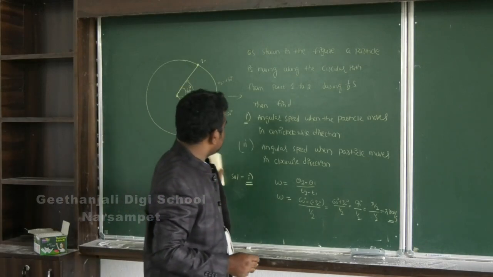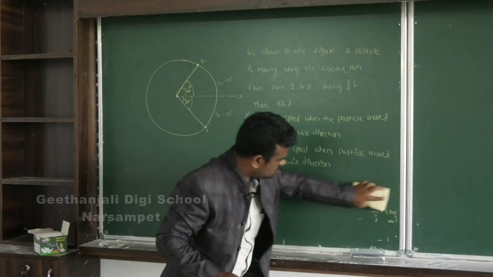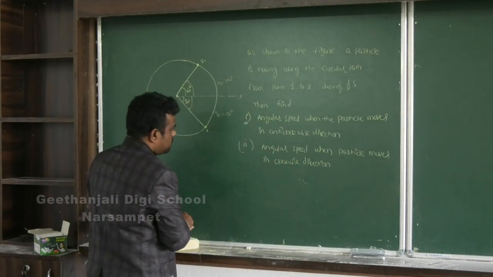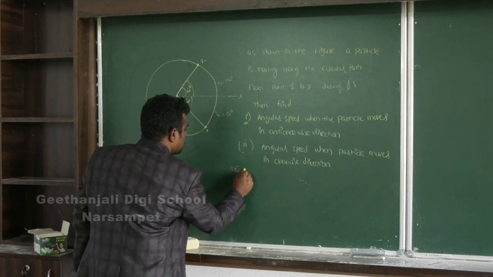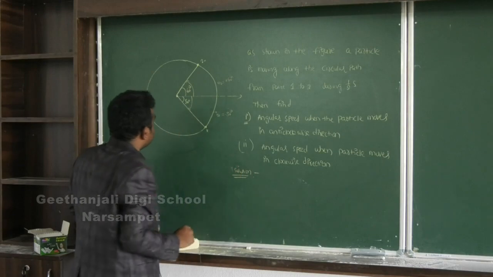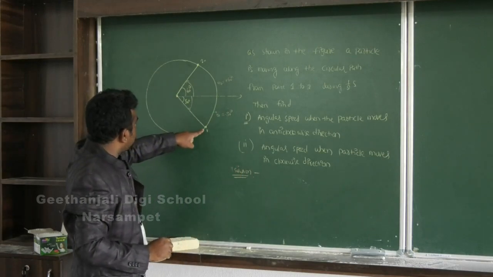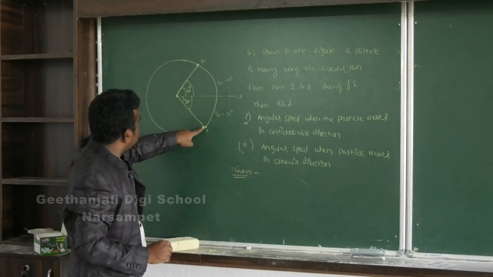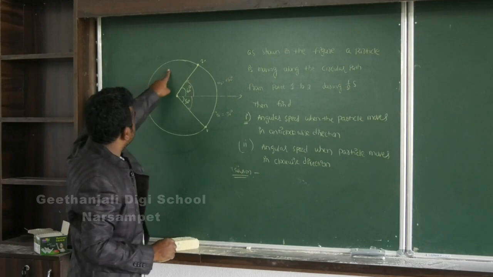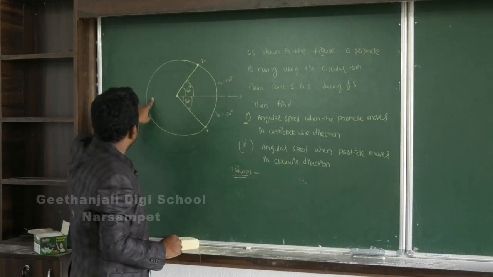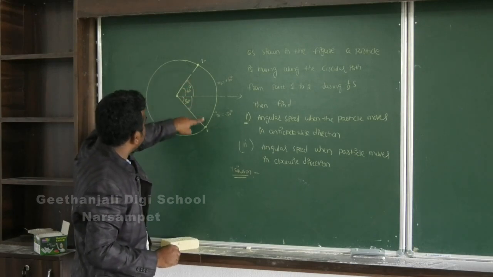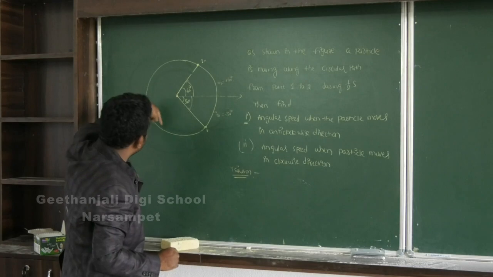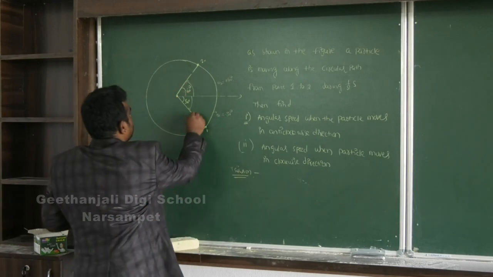Next, let's go to the solution of the second part. What is the meaning of clockwise sense? Now the particle is going from 1 to 2 in the clockwise sense. Clockwise sense means it has to move like this. So we have to measure this angle. This total angle is equal to 2 pi radian. Total circle angle is equal to 2 pi radian. But I want this angle only.